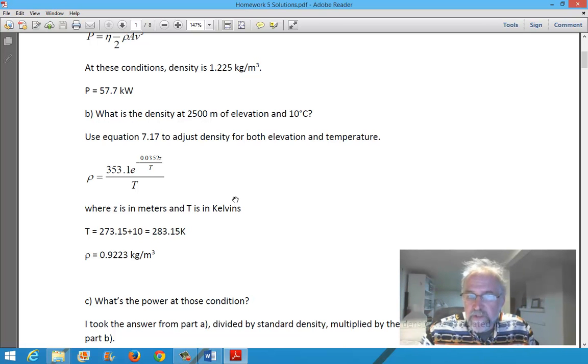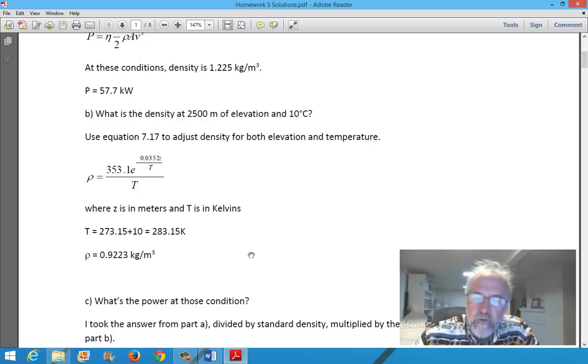So it's equation 7.17. And like a lot of these things in this section, this is an empiricism. It's a curve fit that they've put together from first principles of thermodynamics and ideal gas law, and also probably some measurements as well. So Z is the elevation in meters, T is in Kelvin. So 10 degrees C is 283.15 Kelvin, because you have to offset that. And that gives you a rho of 0.92. Now compare that to 1.2, and you see that's a pretty big difference, right?